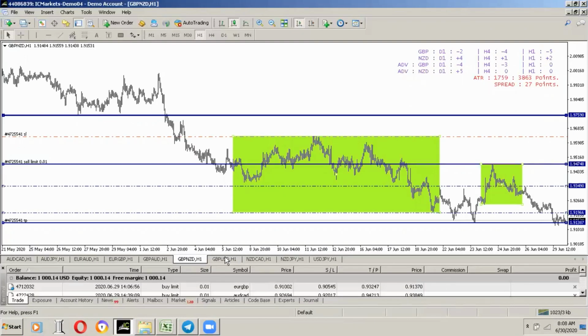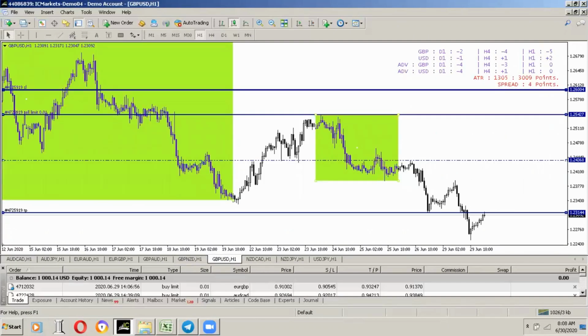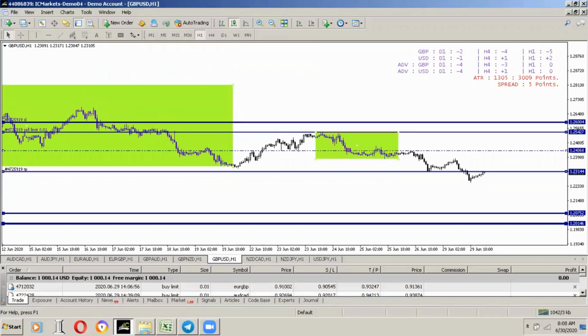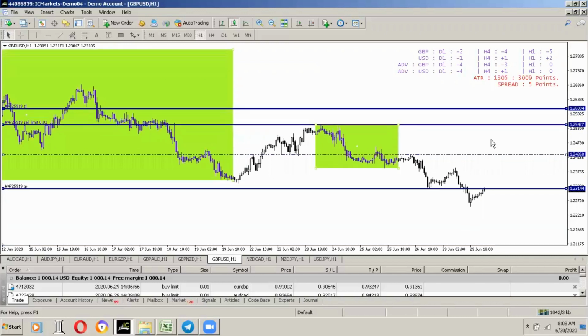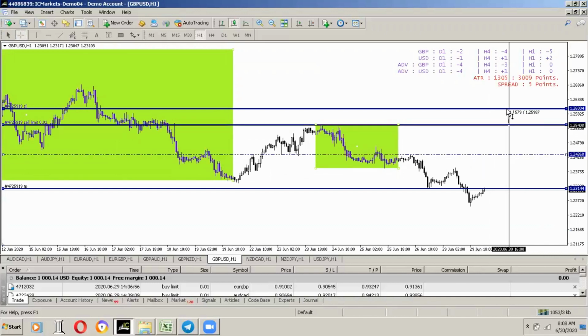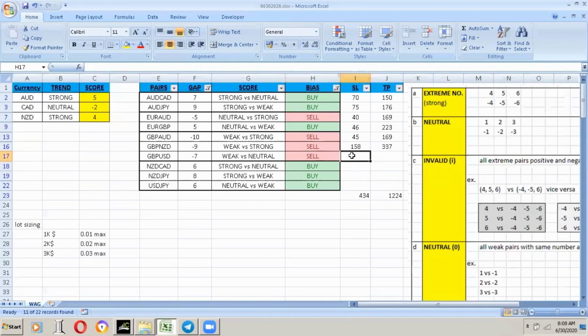And then, GBP USD is also a sell. So we have this one. So for GBP USD, it has broken down a little here. But for me, the entry is more ideal if it comes back here. And then here would be the SL. And then here again would be the TP. So here, we have around 57 and 227.